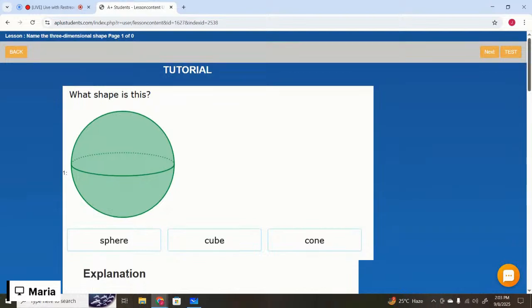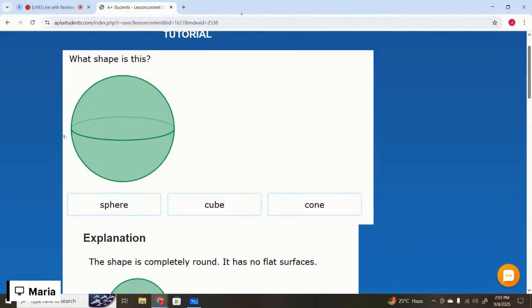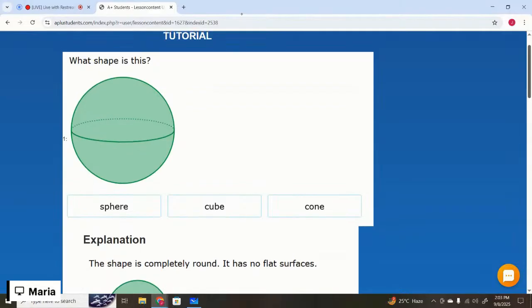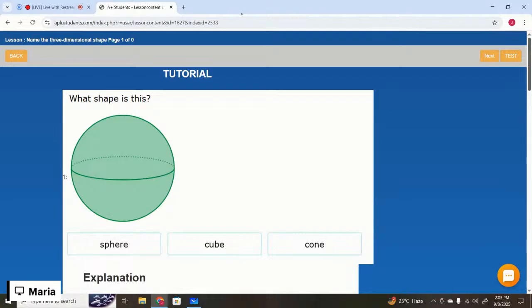What shape is this? Sphere, cube, or cone? This is a sphere. That's a round shape, and it has no flat surfaces. Let's just start with the test questions.